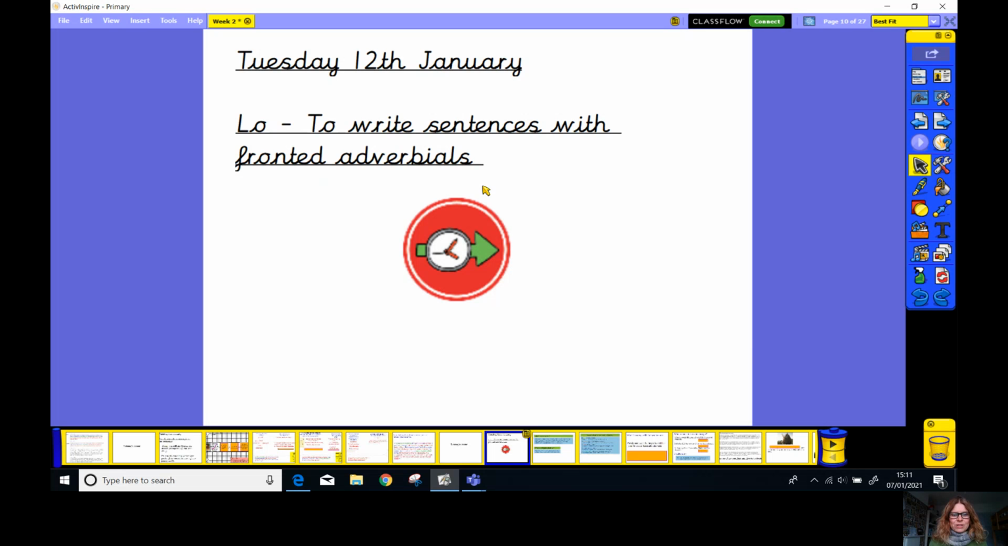Brilliant. Now, you'll notice I put this sign here because this is our adverbial sign, and we're just going to review fronted adverbials, which we have done before, but we're just going to be using them today to describe more of our story of the ant animation. So let's just review a little bit.